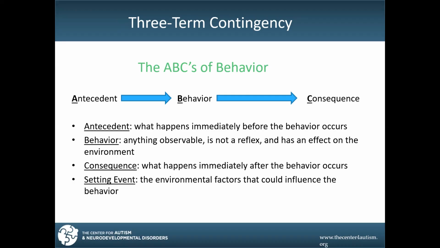Finally, take into account any setting events or other conditions that may impact someone's behavior at a given time, such as being tired, hungry, starting or stopping medication, etc. When we analyze all these variables, we can enact behavior change by changing part of the ABC chain.